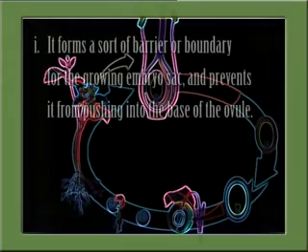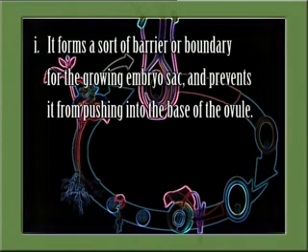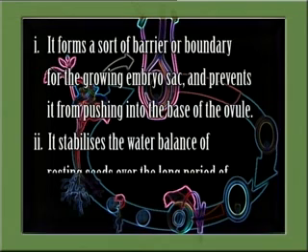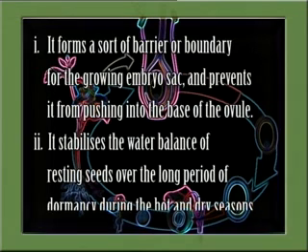Some of the functions attributed to hypostasis are: number one, it forms a sort of barrier or boundary for the growing embryo sac and prevents it from being pushed into the base of the ovule. Number two, it stabilizes the water balance of resting seeds over the long period of dormancy during the hot and dry seasons.